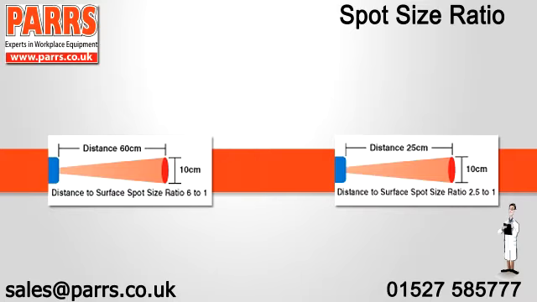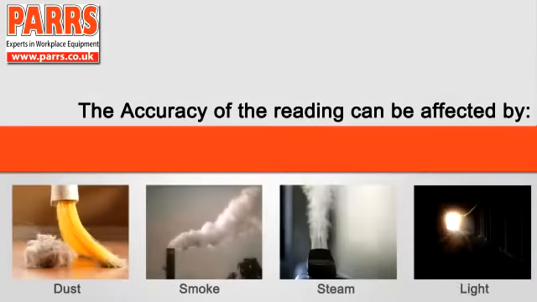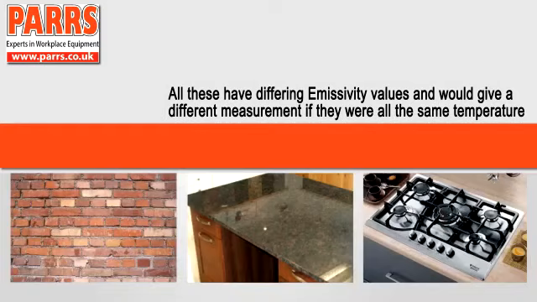Measurements should be made as near to the object as possible. The thermometer can measure at reasonable distances, but the accuracy of the reading can be affected by external sources such as dust, smoke, steam and even light. It has to be considered that when taking measurements from a distance, the surface spot size could include surface areas not intended to be measured. Now I will cover emissivity.